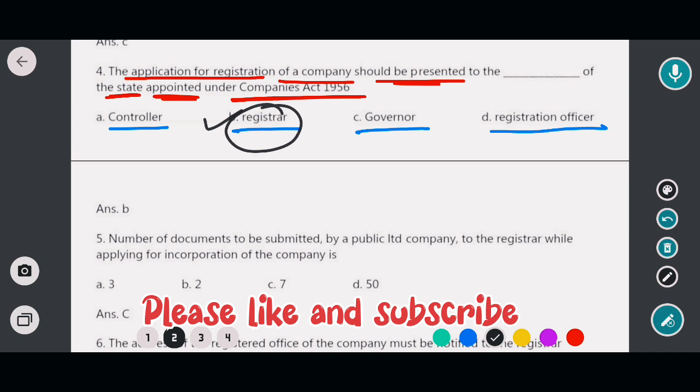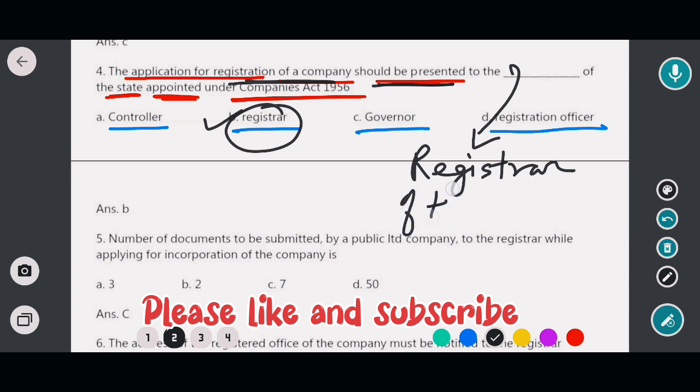That means the application for registration of a company should be presented to whom? To the registrar of the state. Okay, so in this case the correct option would be option B. Now moving to the next question.